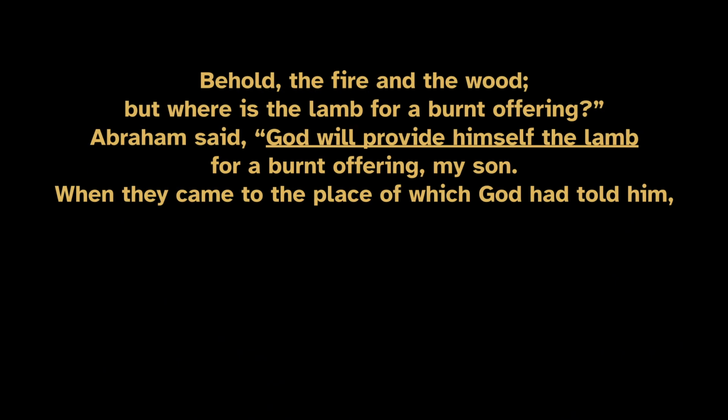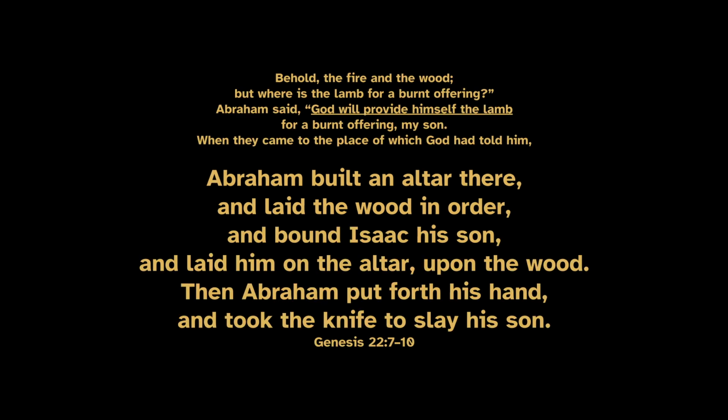As they go up the mountain, Isaac asks his father, "Behold, the fire and the wood, but where is the lamb for a burnt offering?" Abraham said, "God will provide himself the lamb for a burnt offering, my son." When they came to the place of which God had told him, Abraham built an altar there and laid the wood in order, and bound Isaac his son, and laid him on the altar upon the wood. Then Abraham put forth his hand and took the knife to slay his son.